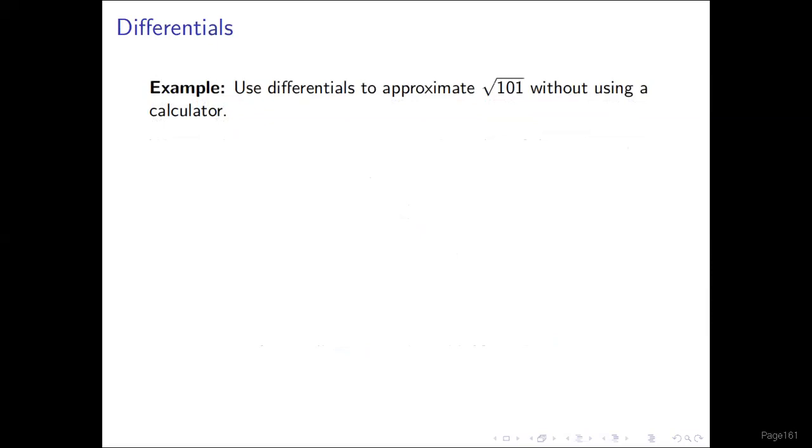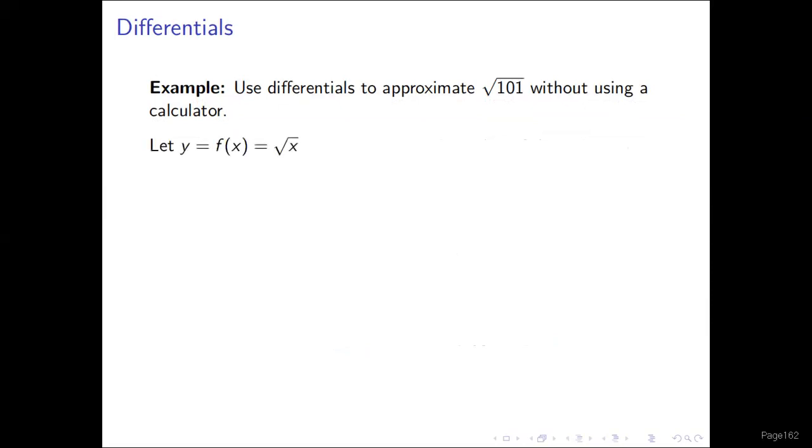And last example for today, suppose you don't have a calculator, how do you approximate the square root of 101 if you only know the square root of 100? Now we can do that since 100 and 101 are very close to each other. And relatively, that change is small, right? It's in the 100, so a change of 1 is very small.